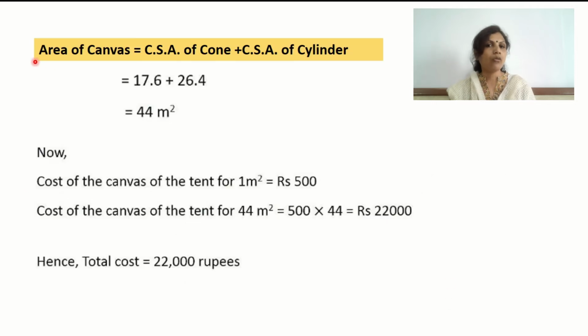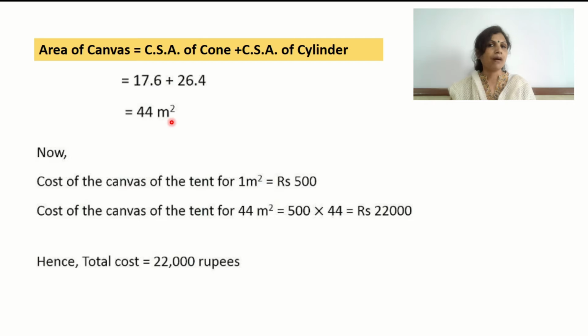Now let's substitute these values in the formula which we have made. The area of the tent is equal to the curved surface area of the cone plus the curved surface area of the cylinder. Substitute the values. We got the areas as 17.6 plus 26.4. If you add it, the addition is equal to 44 meter square.